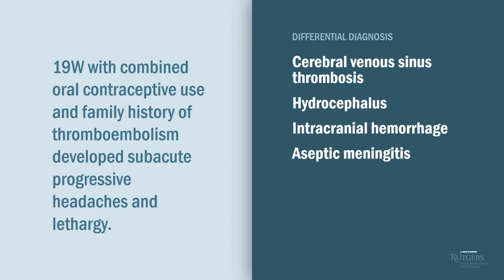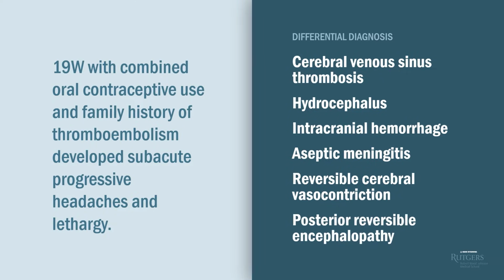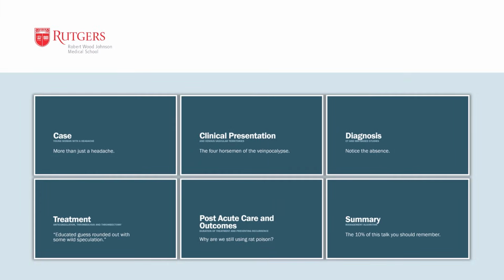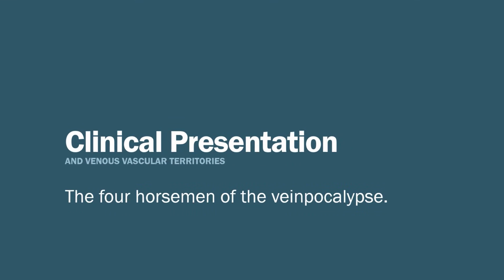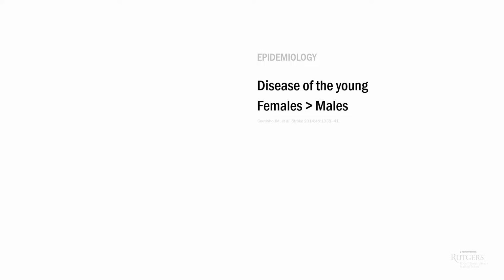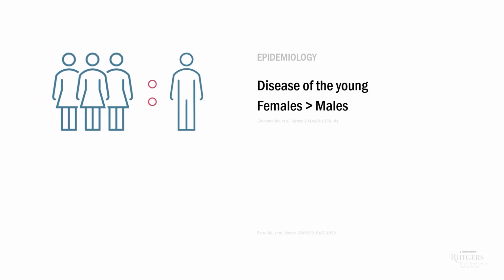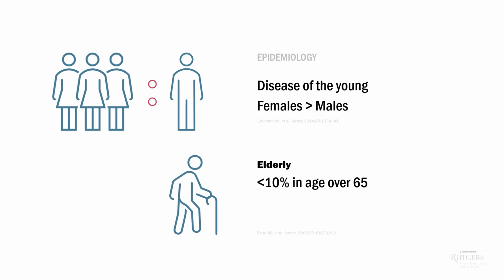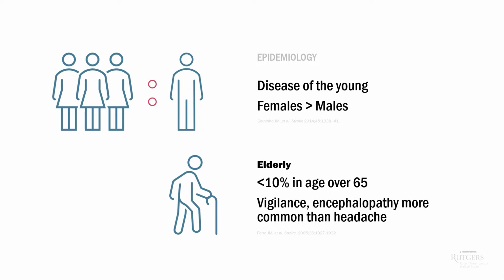The other disorders that can present with acute headache are reversible cerebral vasoconstriction syndrome and posterior reversible encephalopathy, or PRES. Oh, that reminds me, speaking of clinical presentation, let's review the symptoms of cerebral venous thrombosis. Cerebral venous sinus thrombosis is a disease of the young. Young women, to be precise. The female-to-male ratio is 3:1, and the mean age at presentation is 33. Only 8% of patients aged 65 and over develop thrombosis, and in that age group, vigilance and encephalopathy are more common than headache.